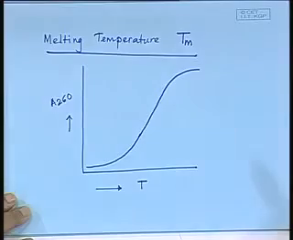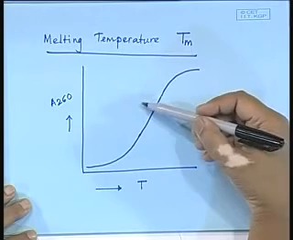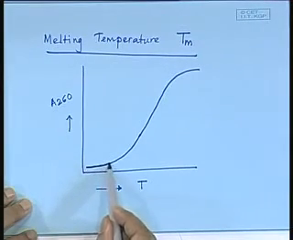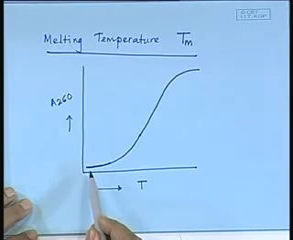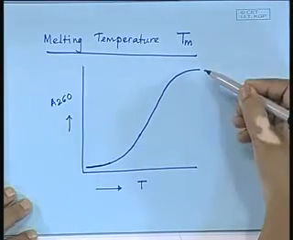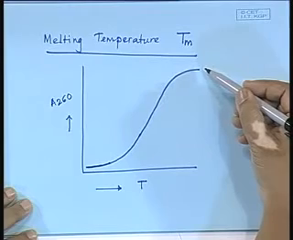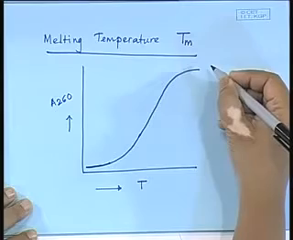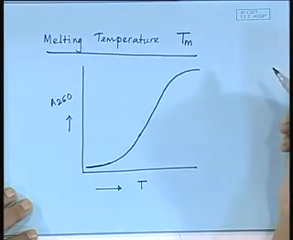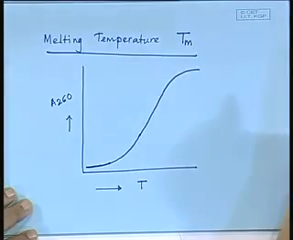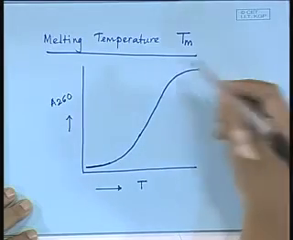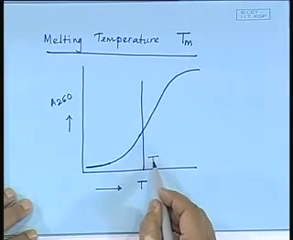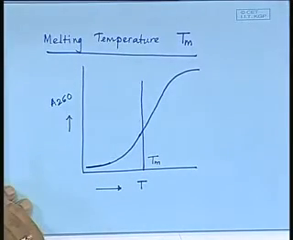So, we will get something like this. Now, what sort of DNA do I have here? A helix, a double stranded DNA. And what do I have up here? A single stranded DNA, a coil. So, I have a transition. The midpoint of this curve is your Tm. Somewhere here would be the Tm of this.